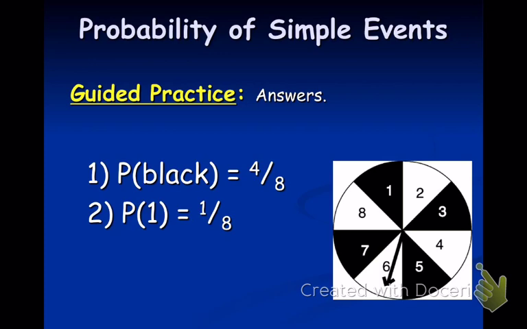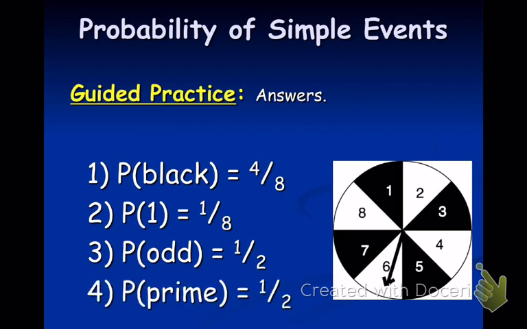The probability of getting an odd number: the odd numbers are 1, 3, 5, and 7, the ones in black. So it's half of them, 4 out of 8, which reduces down to 1/2. And the probability of getting a prime number, numbers that are only divisible by themselves and 1. So the prime numbers are 2, 3, 5, and 7. So it's 4 of them. And that's going to be 1/2 as well because it's 4 out of 8. Let's look at the next one.